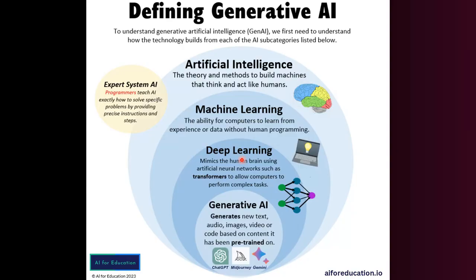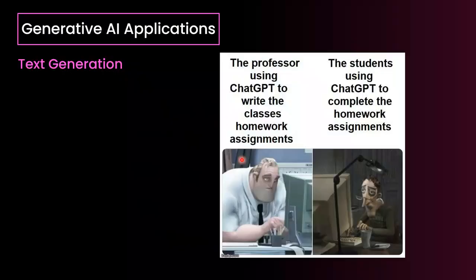If we look at the applications, text generation is one we can see in generative AI. Now everyone is using ChatGPT: the students, the professors, the CEOs, and the developers themselves, all of us use ChatGPT for text generation.